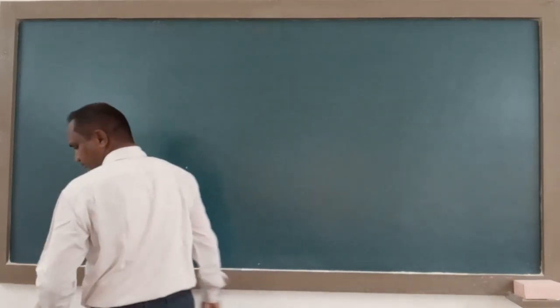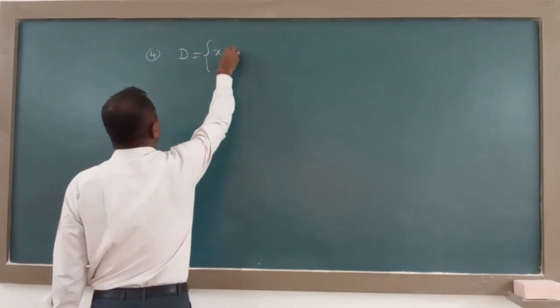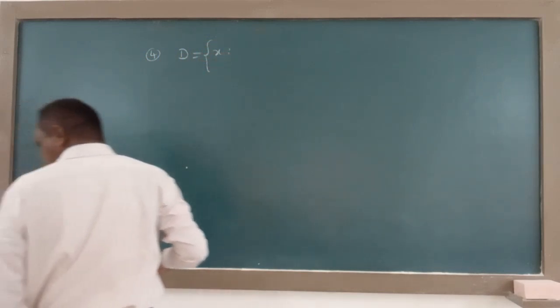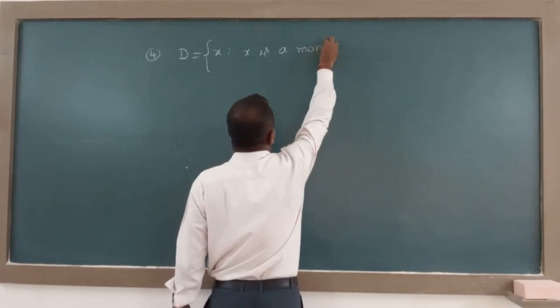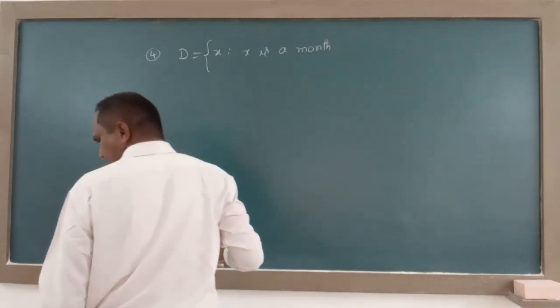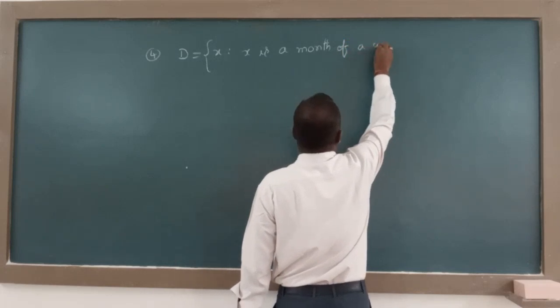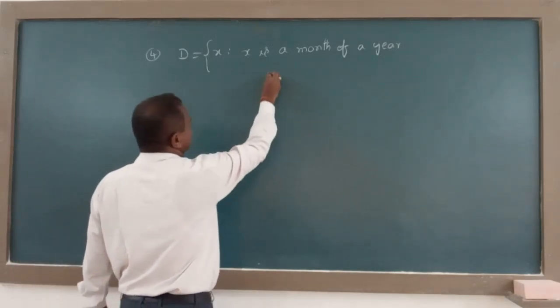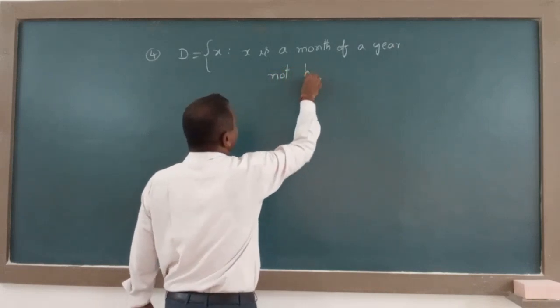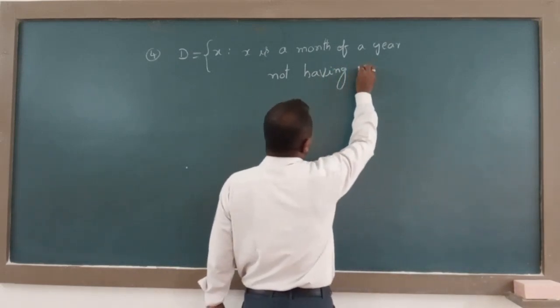Fourth question: D is equal to the set of x such that x is a month of a year not having 31 days.